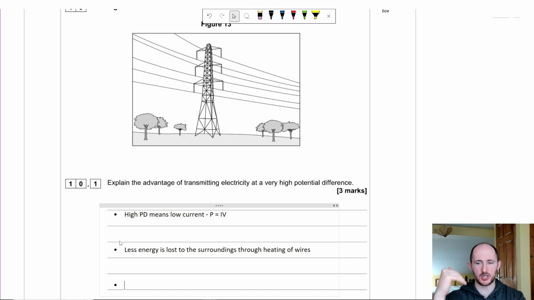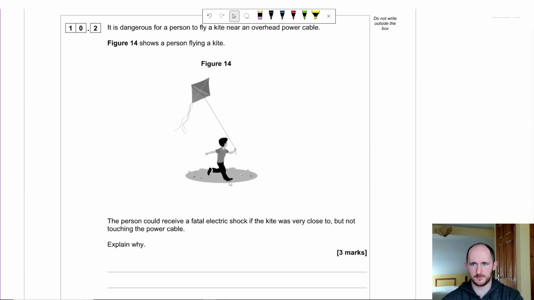So since less energy is lost to the surroundings, this increases the efficiency of the wires, or the transmission, whatever you want to call it, because you're losing less energy, which is a good thing.